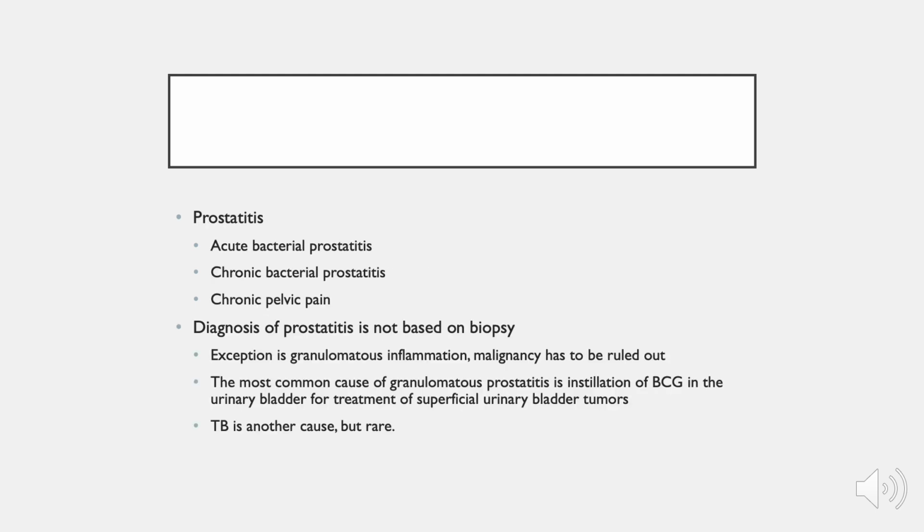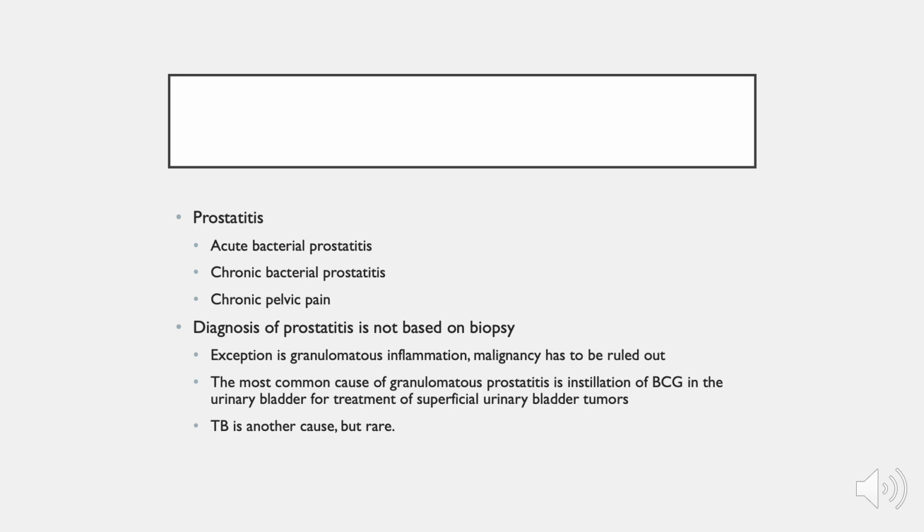Prostatitis, which is inflammation of the prostate gland, can be divided into three subcategories: acute bacterial prostatitis, chronic bacterial prostatitis, and chronic pelvic pain, or chronic non-bacterial prostatitis. The diagnosis of prostatic inflammation is not based on biopsy, with the exception of granulomatous inflammation such as TB and sarcoidosis. The reason is that granulomatous prostatitis typically presents similarly to prostate cancer, and we have to rule out malignancy.